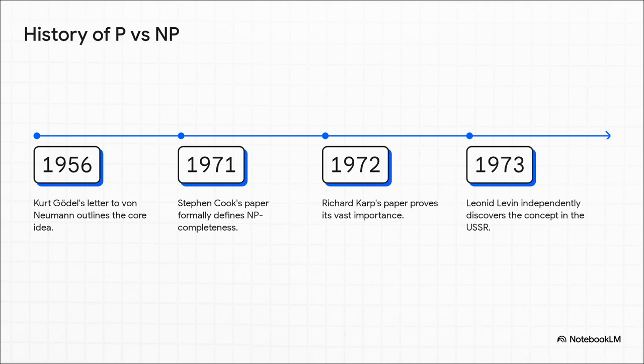The first whispers of this idea actually appeared way back in 1956 in a letter from the famous logician Kurt Gödel. But the field really blew up in 1971 with Stephen Cook's paper. Then, just a year later, Richard Karp showed that 21 really famous problems were all NP complete. That proved this wasn't some niche little corner of math. It was a concept right at the very heart of computation itself.